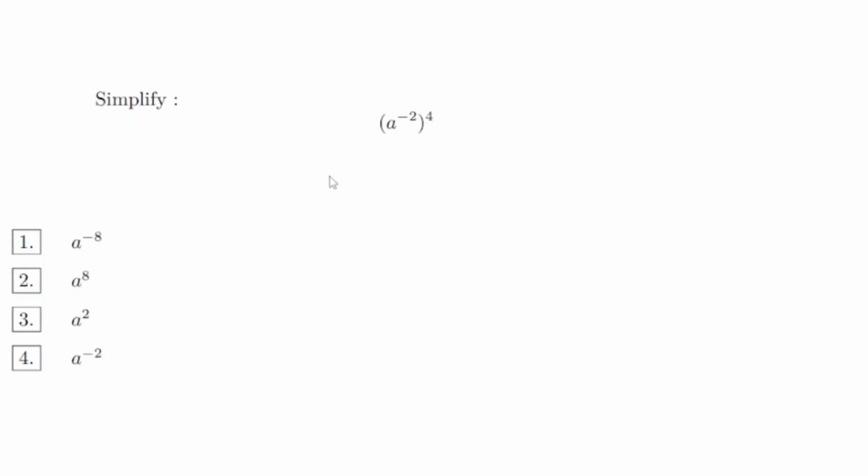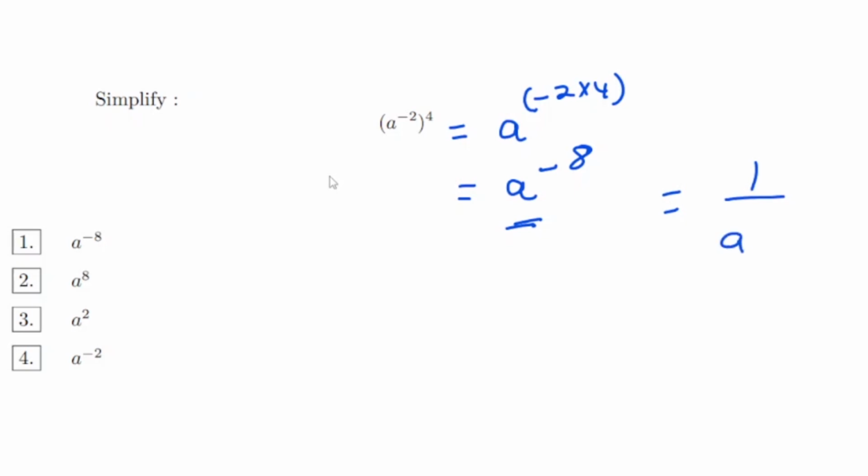We'll simplify a raised to the power negative 2, all of that raised to the power 4. Well, nothing changes again. We just have a, and then we multiply the exponents. Negative 2 times 4 is equal to negative 8. So this is a to the power negative 8. And we'll just leave it at this. If you want to be more fancy, if you have a negative exponent, this is just the same as 1 over a to the power 8. But you don't need to do this, and this is not what the question asked you to do. So this is our answer for this question.